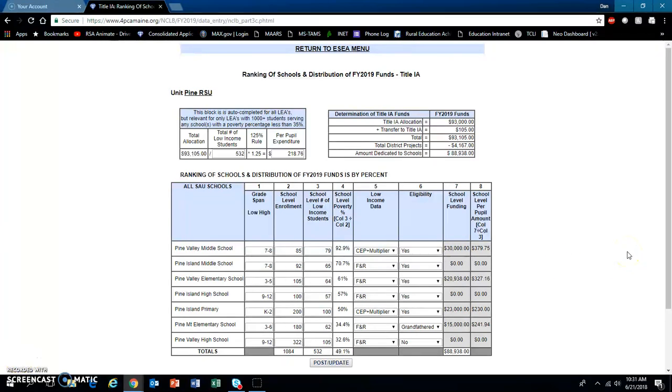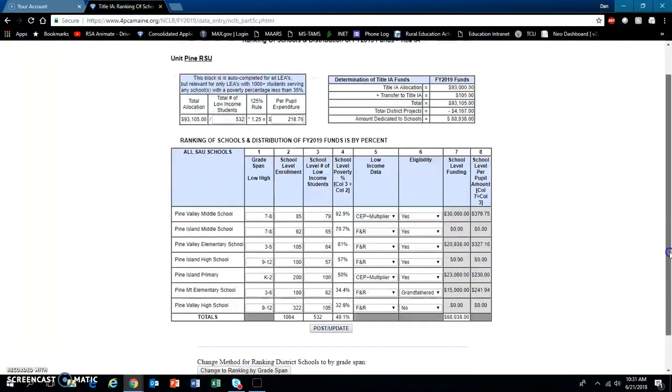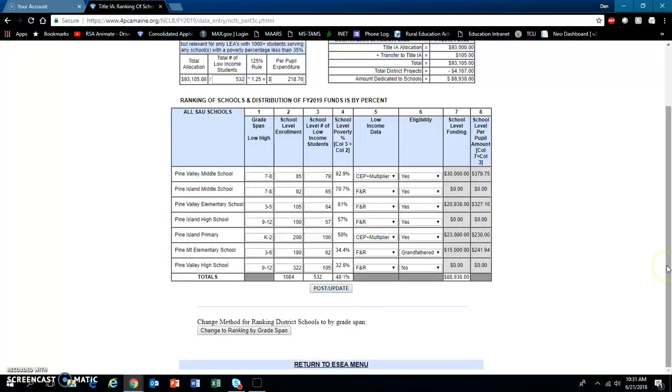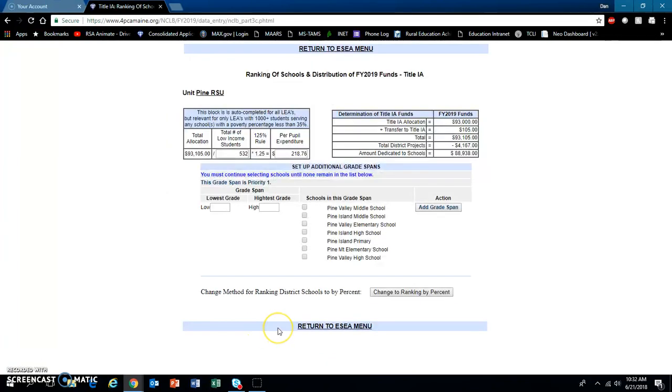So when assessing if we can maintain our ranking by percent poverty, the answer is no. We must go to grade span ranking for this district. To change to grade span ranking from this poverty ranking, we need to click down at the bottom of the page, Change to Ranking by Grade Span. And this brings us to the grade spanning process.